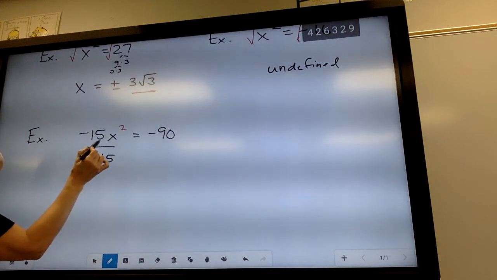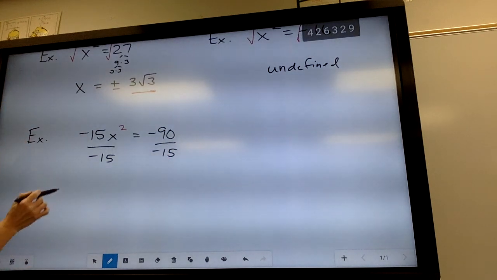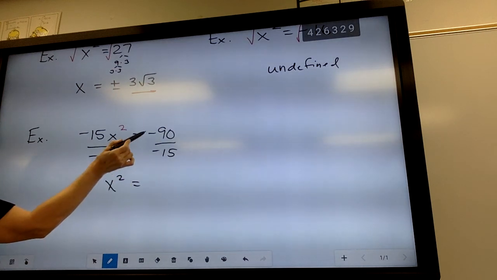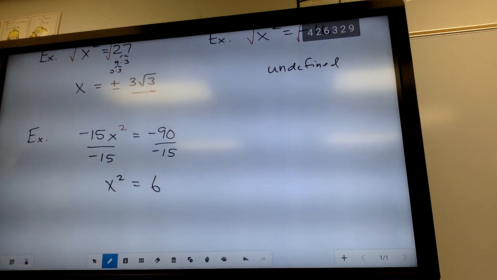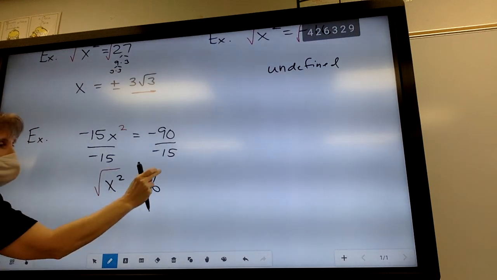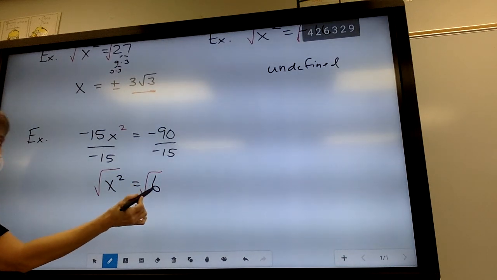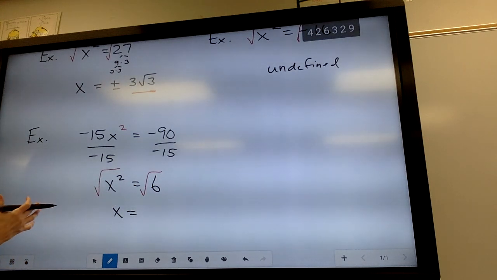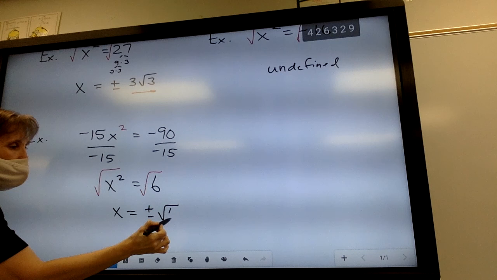We're undoing this multiplication. So I divide both sides by the negative 15, and I would get x squared equals a negative divided by a negative becomes positive. So that is going to have a solution. Now I can take the square root of both sides. And I would get x equals, can we break 6 down? 2 and 3, but will anything come out? No. So we just leave it as plus or minus square root of 6.